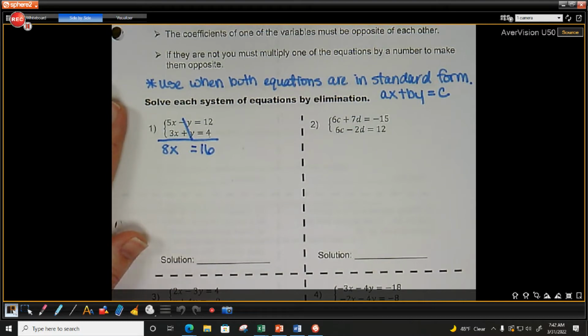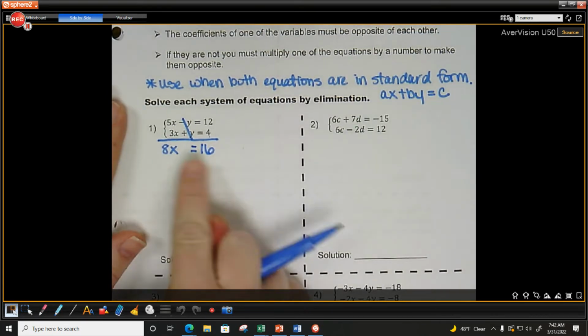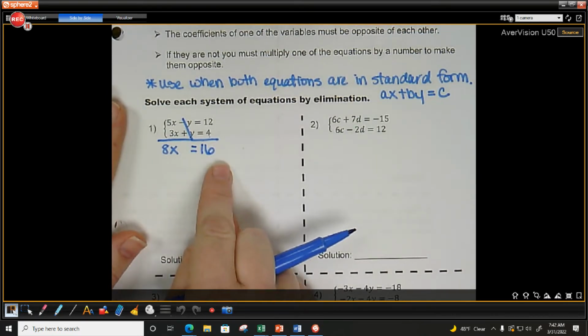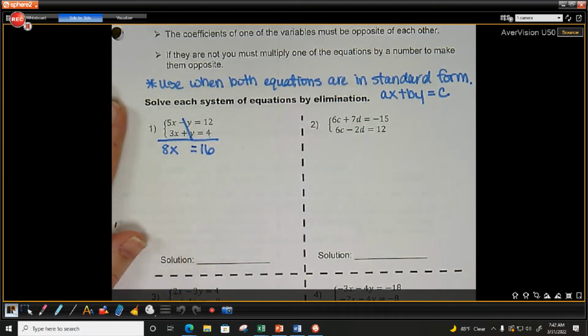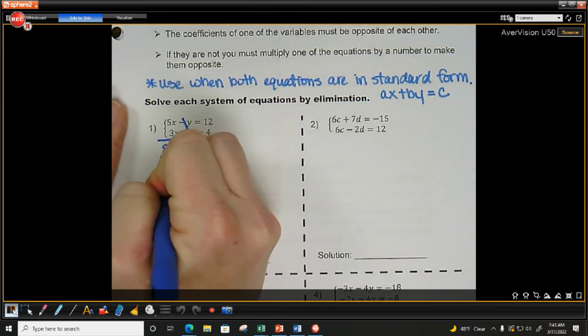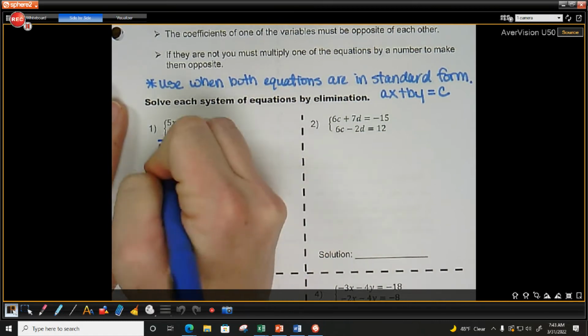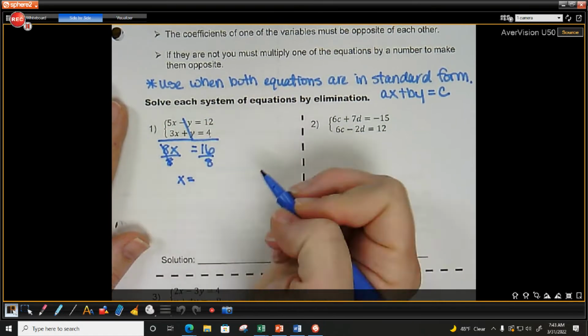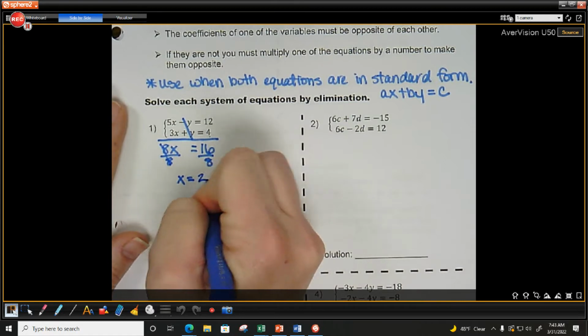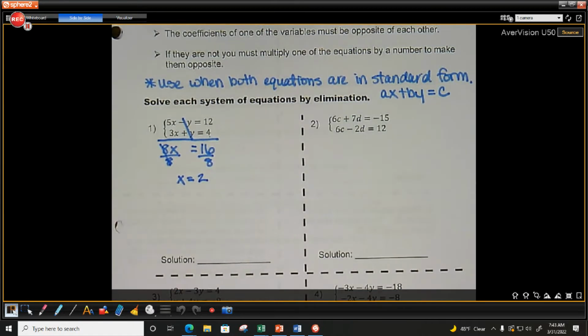Do we know how to solve equations that only have one variable? Yeah, this equation now only has one variable. We're ready to solve it for x. What am I going to do to get x by itself? Divide both sides by 8. And I get x equals 2. We are not done, because we know a solution to a system is a point, not just the x value. Now that I know the x, what do I want to find?